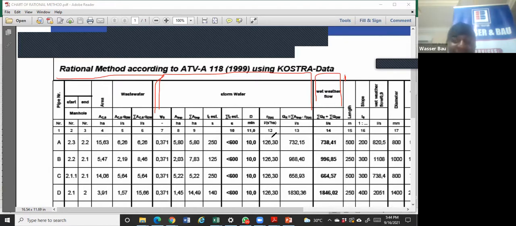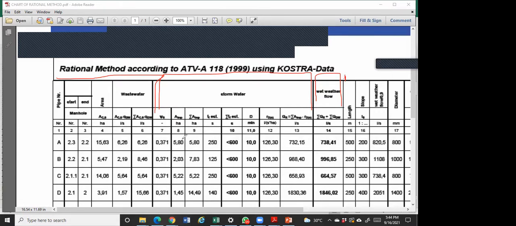Then multiply rain intensity with the area of catchment, the impervious area, the reduced area. We call it the reduced area.